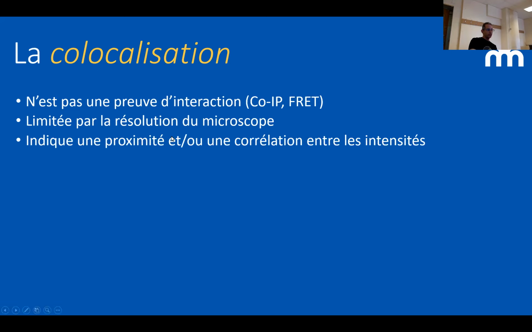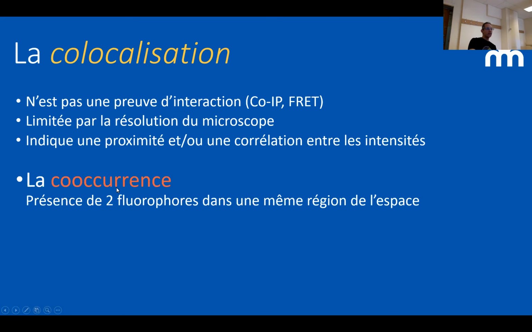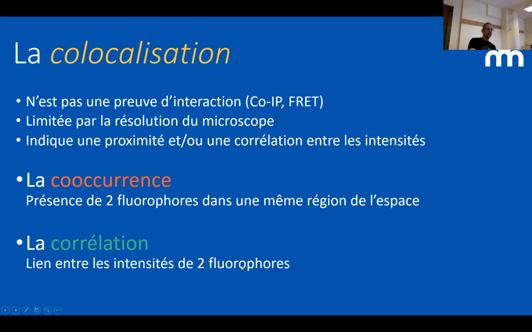And there are 2 ways of looking at colocalization. The first one is looking at the proximity of things. The second way is to look at correlation of intensities. So these are 2 different approaches, and they define 2 terms to refer to that. The first one is co-occurrence. It's when you have 2 fluorophores that are within the same spatial region. The second one is correlation, and it means that there is a link between the intensity of the 2 fluorophores. And those are really 2 different aspects of colocalization. One has to be linked to the other.